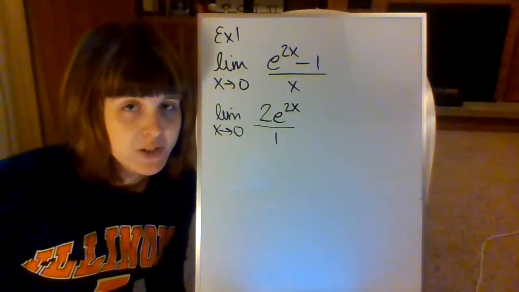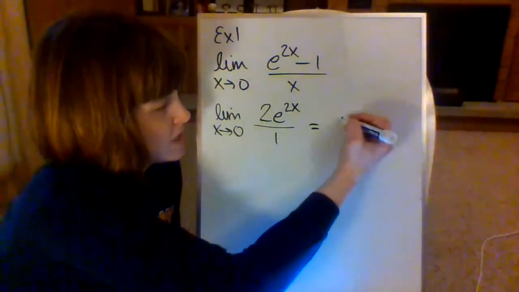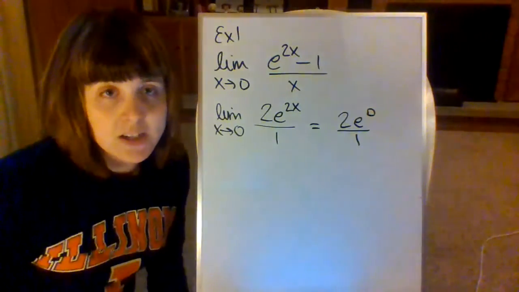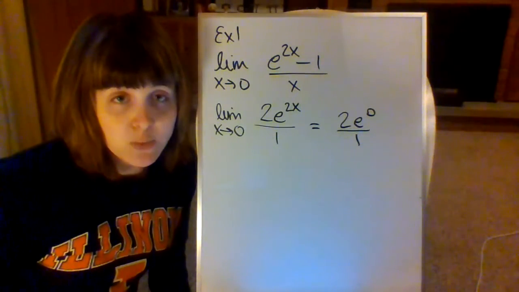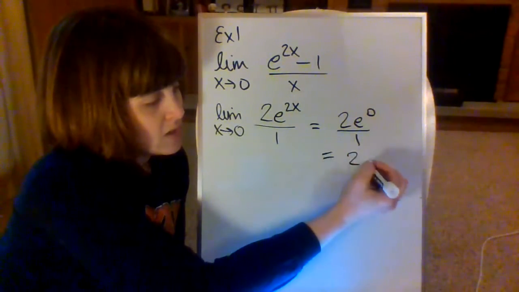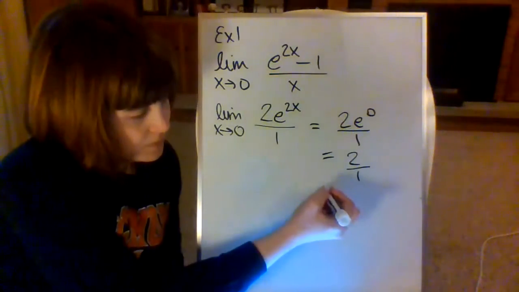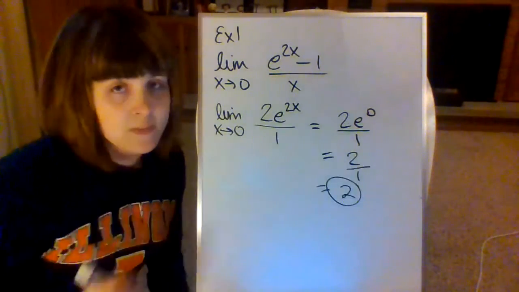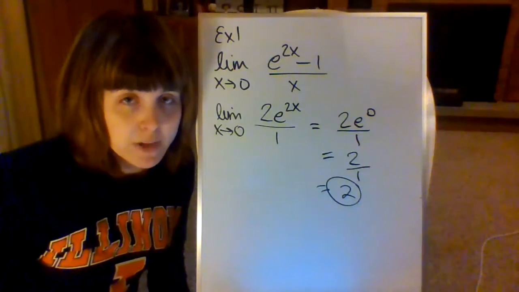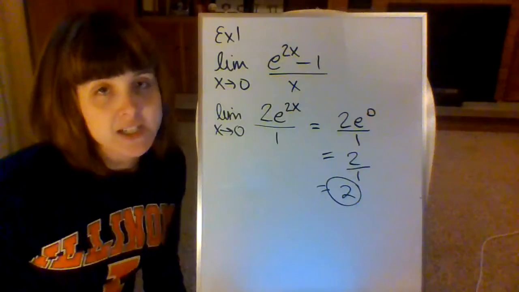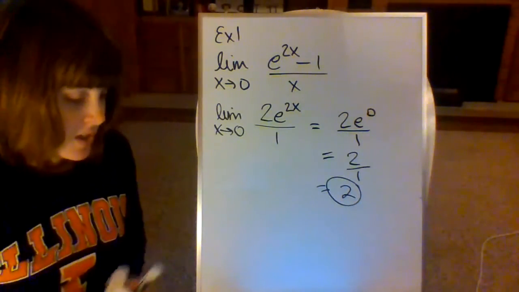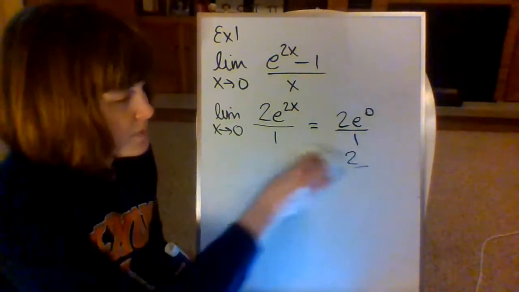Okay, so now if we use direct substitution, we're going to have 2e to the 0 over 1. Now if you remember, e to the 0 is going to equal 1. So 2 times 1 is 2. So the limit's just going to be 2. Okay? So we found the derivative of the top and bottom just like yesterday. Then we used direct substitution. Okay? So hopefully that made sense. Now we're going to try example 2.